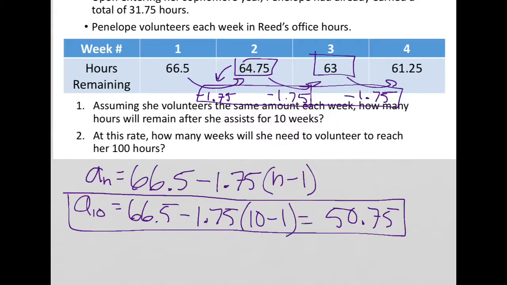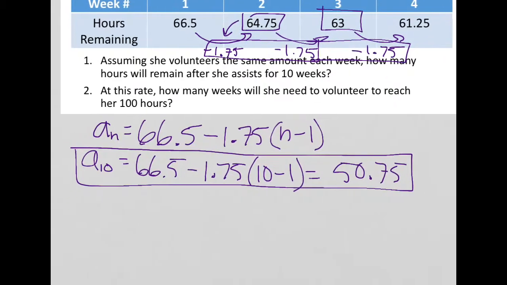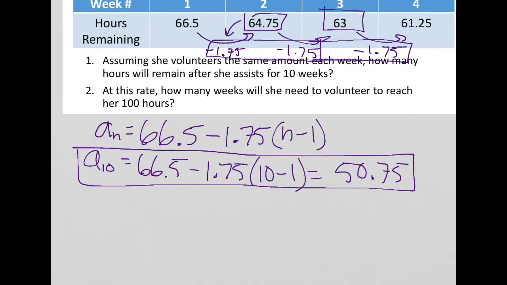Now, at this rate, how many weeks will she need to volunteer to reach her 100 hours? Well, that's like saying, let's figure out what the value of n is if we know the nth term is 0. Because notice, we're talking about the hours remaining, so if there are 0 hours remaining, she has completed her 100 hours. So let's say 0 equals 66.5 minus 1.75 times n minus 1, n being the number of weeks. And let's go ahead and solve for n.